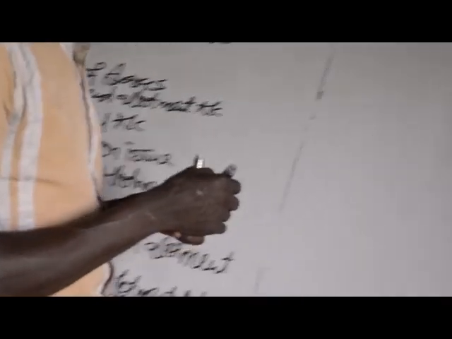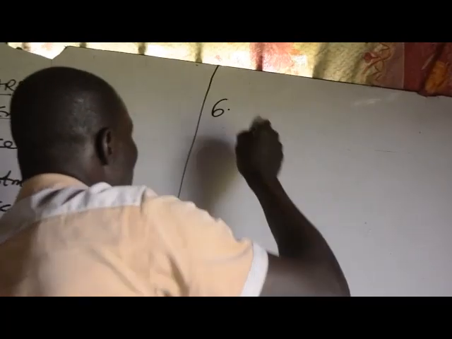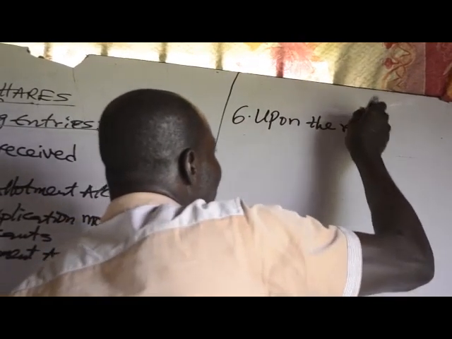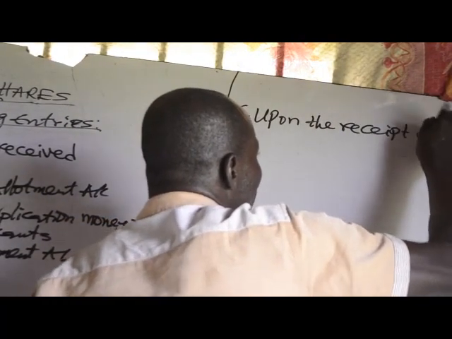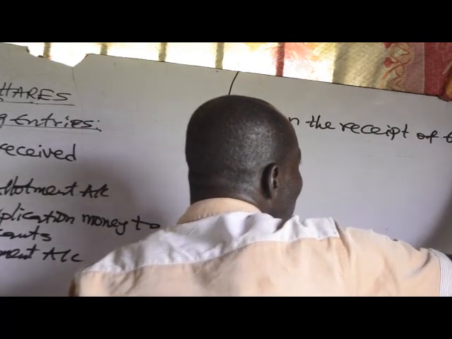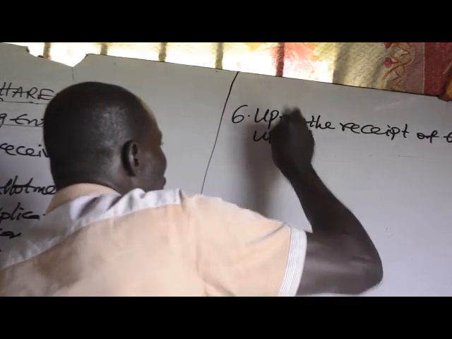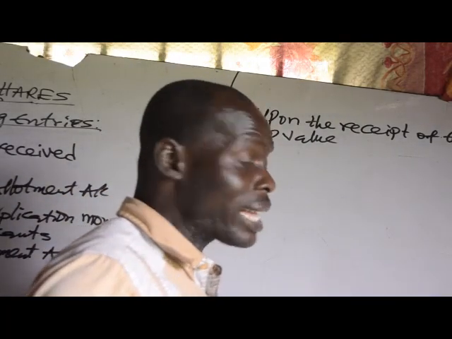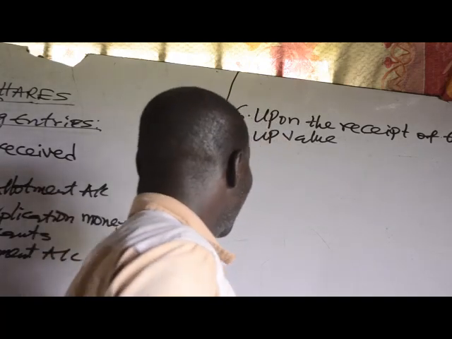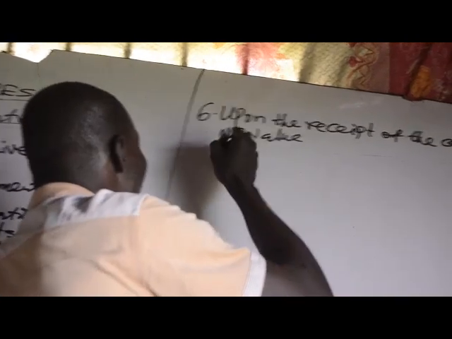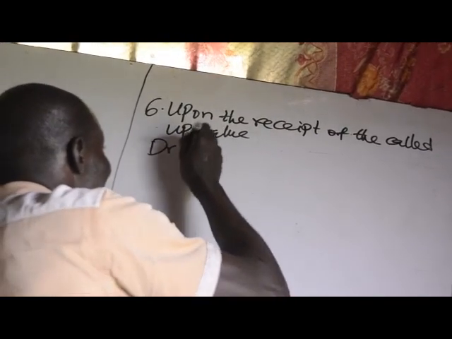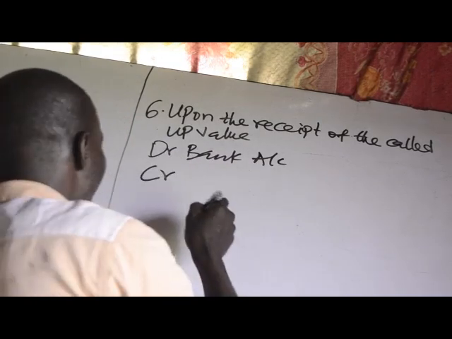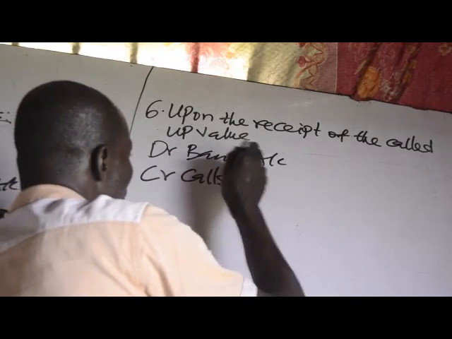Number 6. Upon the receipt of the called up value, that is when the company receives the money on calls, the bank account of the company becomes the receiver because the company's bank account will receive the money. So bank is the receiver. So you debit bank account and you credit call account.